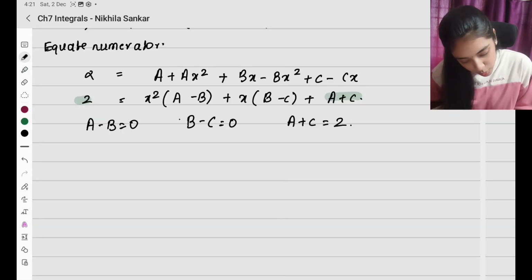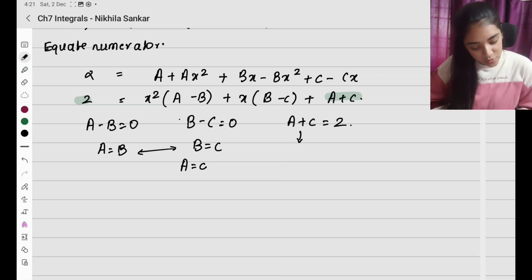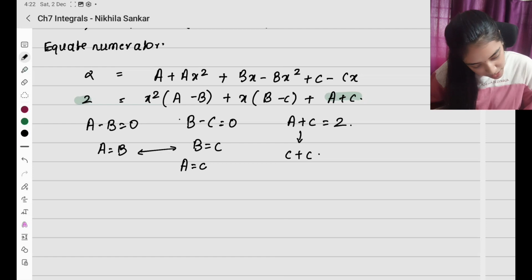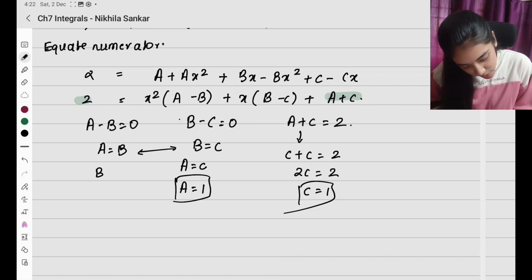What do I have from here? A equals b. B equals c. In that I know a equals c. Correct? So since these two are equal, I know that a equals c. So basically c plus c equals 2. 2c equals 2. C equals 1, and a also equals 1. Since a equals 1, b equals 1.